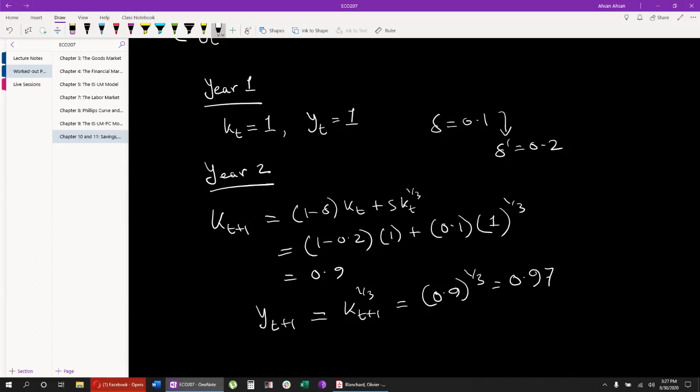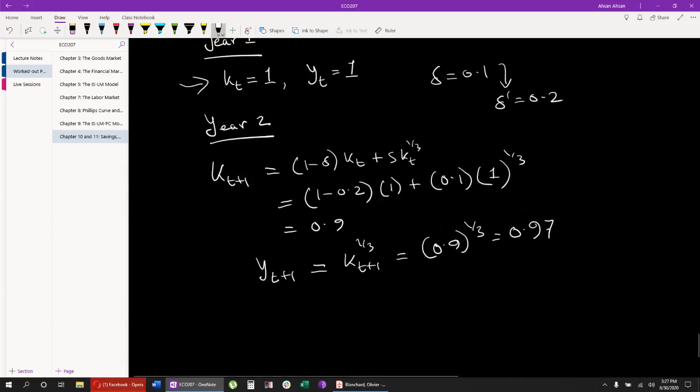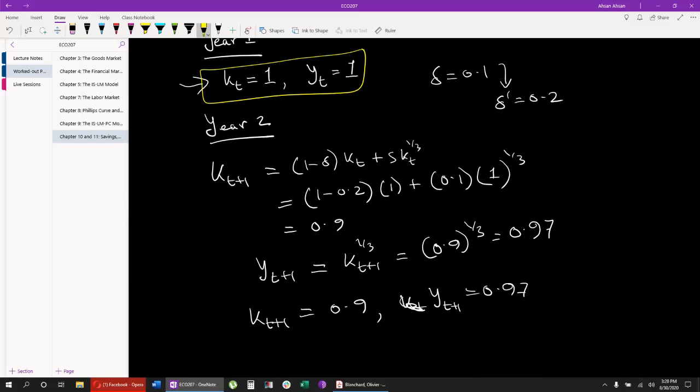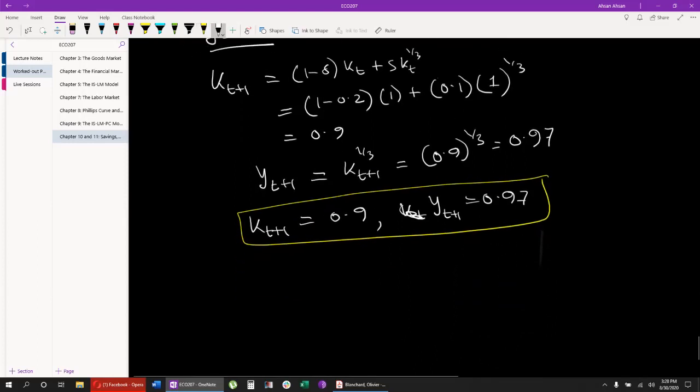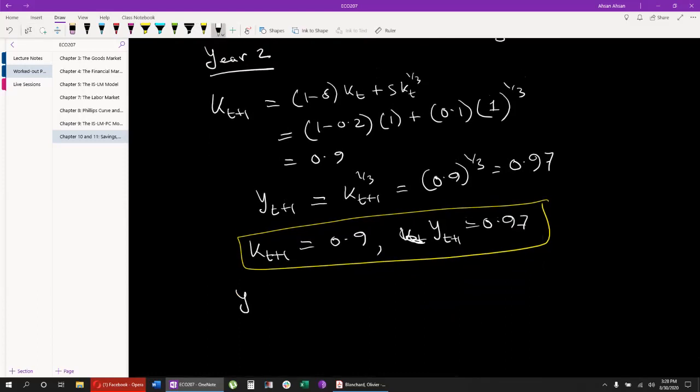0.97. So this was for year 1. At the end of year 2, KT plus 1 is 0.9 and YT plus 1 is 0.97. Let's just keep them highlighted. End of year 1, year 2. Now we move on to year 3.